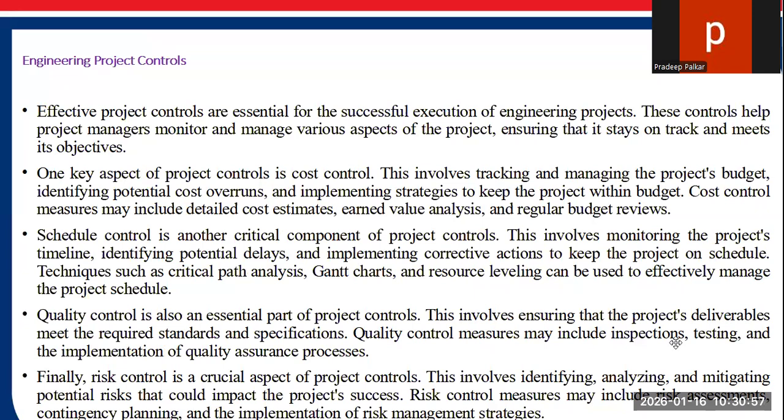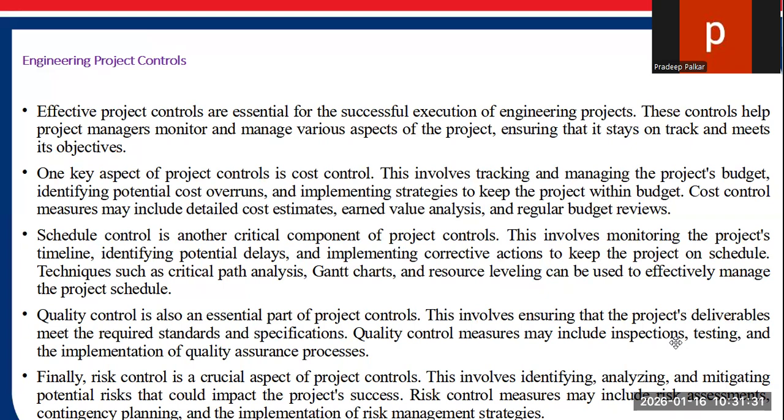One key aspect of project control is cost control. That is very important. This involves tracking and managing the project budget, identifying potential cost overruns, and implementing strategies to keep the project within the budget. Cost control measures may include detailed cost estimates, earned value analysis, and regular budget reviews. We already discussed this in the previous cost estimation lecture.